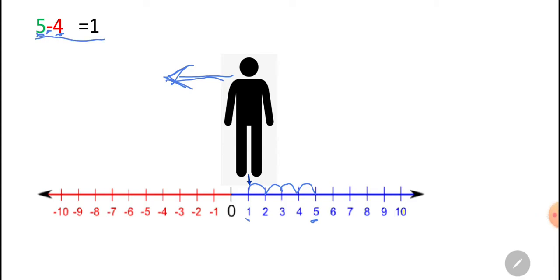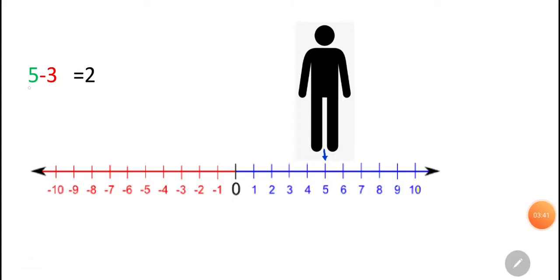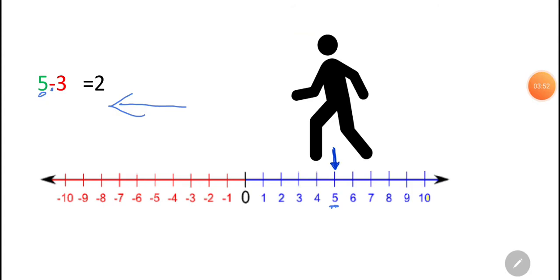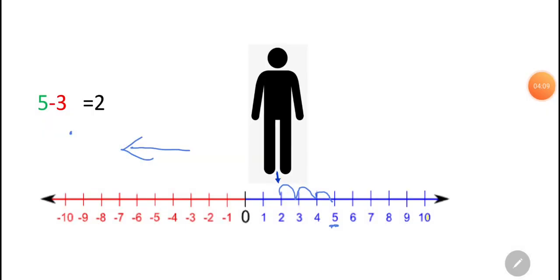I'm going to start with some easy examples, and then we'll move on to more difficult ones. As you can see in this example, the man starts at 5, so he's standing at 5, and then because I can see a take away, the man's going to face this way. So he's now facing the left, and then because there's a positive number here, 5 take away positive 3, he's going to take 3 steps forward. 1, 2, 3. So he'll end up at 2. So 5 take away positive 3 is equal to 2.